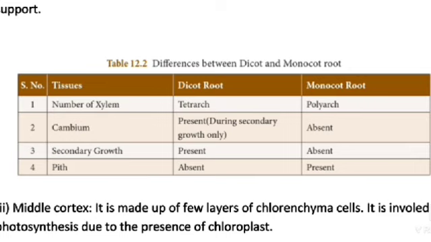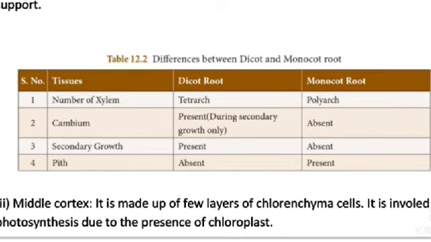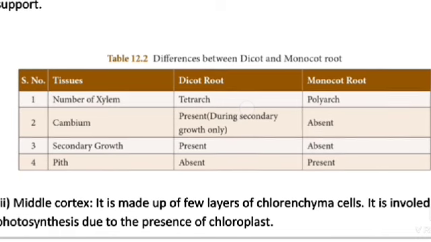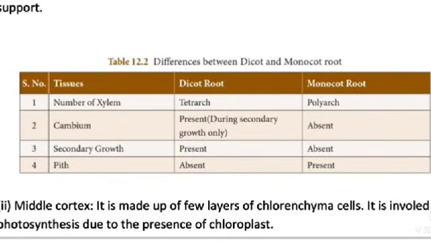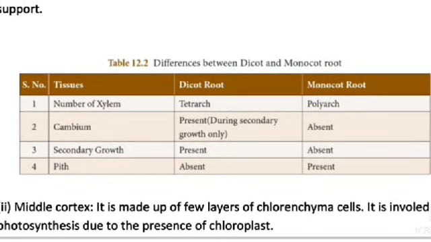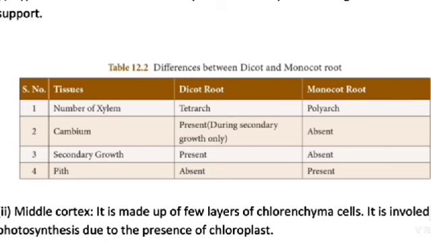Number of xylem: tetrarch in dicot, polyarch in monocot. Cambium is present during secondary growth only, and absent in monocot. Secondary growth is present in dicot root, absent in monocot root. Pith is absent in dicot root, present in monocot root.